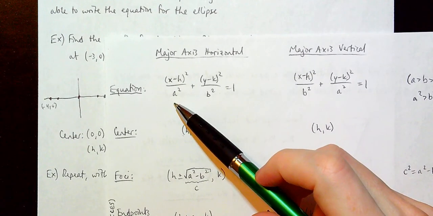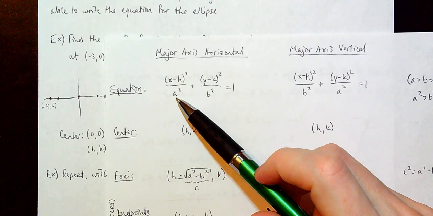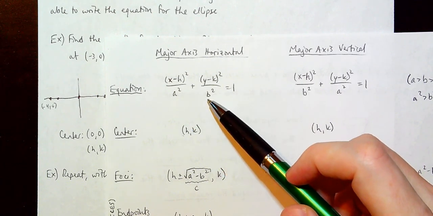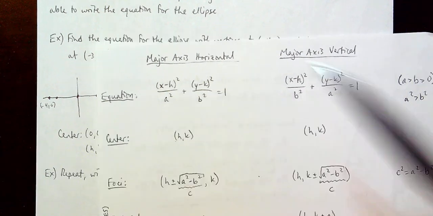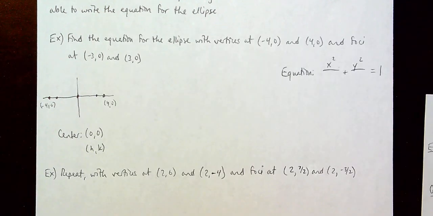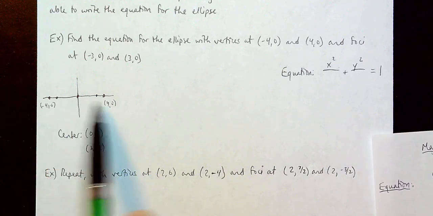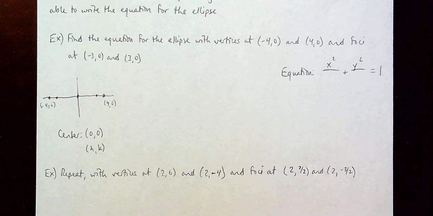We know the a squared, which is our larger number, is going to go underneath the x's. The b squared, that's going to be smaller. That's going underneath the y's. Now, how do we figure out what the a and the b are? Well, we're again going to go back to the vertices here of (-4, 0) and (4, 0).